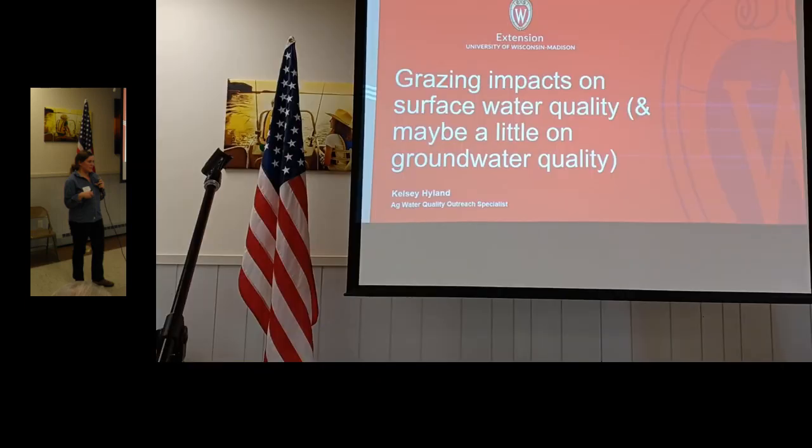movement to surface waters look like in grazing systems, how that might be a little bit different than our annual cropping systems. And then maybe give you some tools to talk to consumers about your different water quality practices, or maybe give some strategies of how to tweak your system to really maximize water quality benefit.